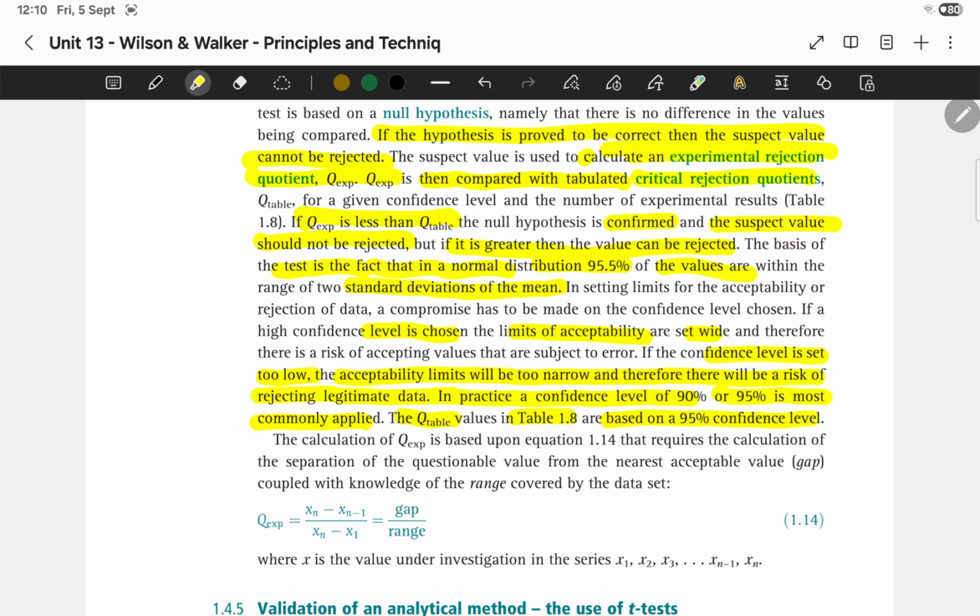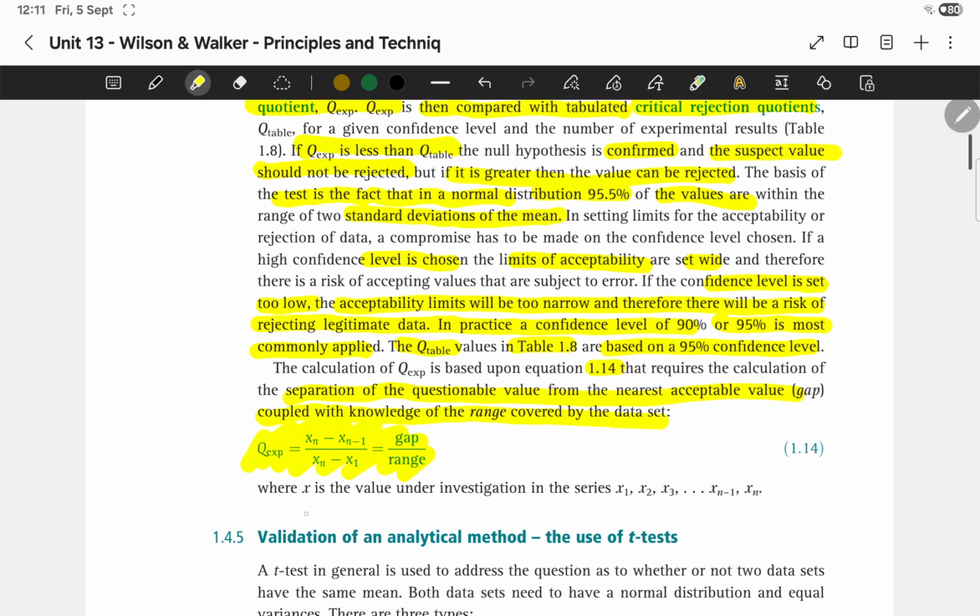The calculation of Q experimental is based on equation 1.14, which requires the calculation of the separation of the questionable value from the nearest value, coupled with knowledge of the range. Q experimental equals xn minus xn minus 1, upon xn minus x1: the gap upon the range. The x values are the investigation values.